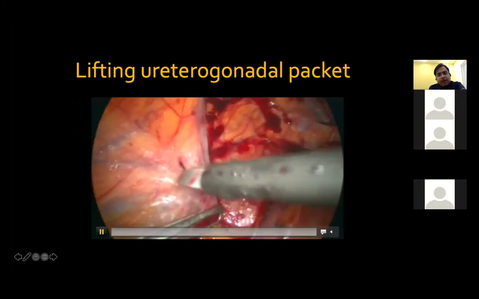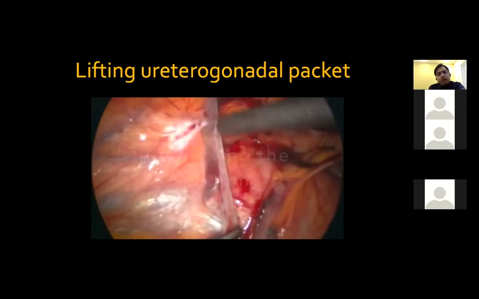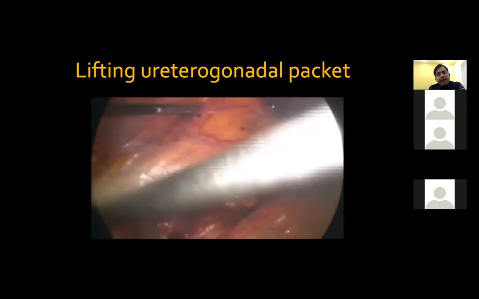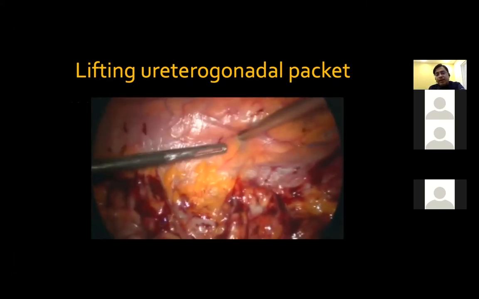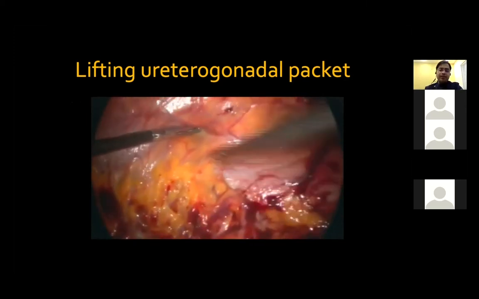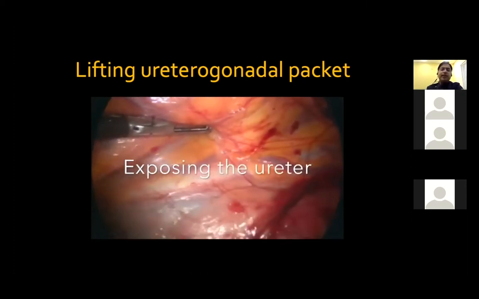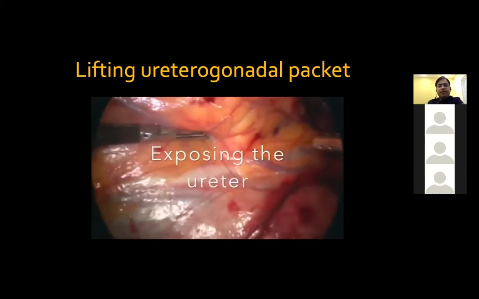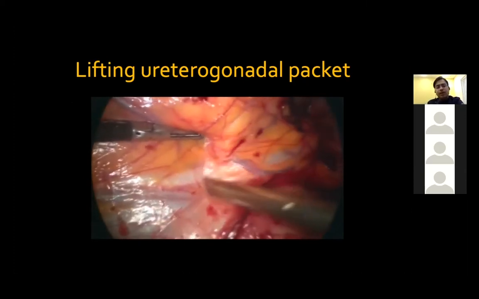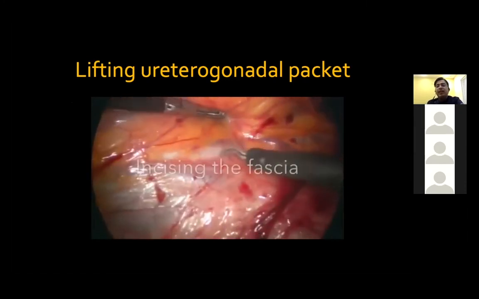Here we are trying to demonstrate how you lift a ureterogonadal packet. So identify the ureterogonadal packet. That is done by first reflecting the bowel. Now the duodenum is cauterized, the bowel is reflected. Now you see a white structure which is running in a cranio-caudal direction, has some fine meshwork of capillaries around it, and has a thin, white, but tough fascia in front of it.